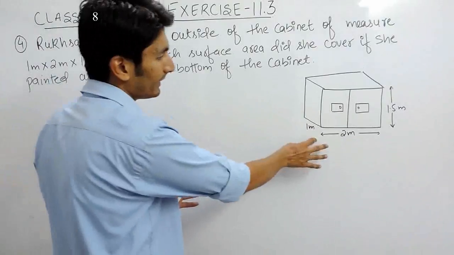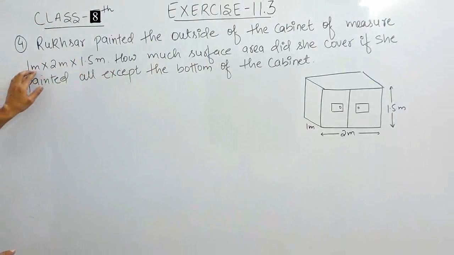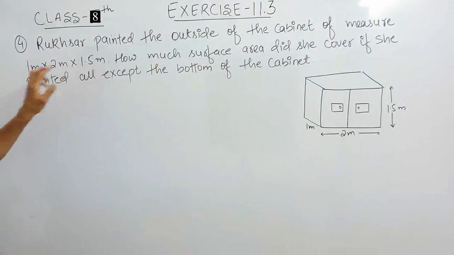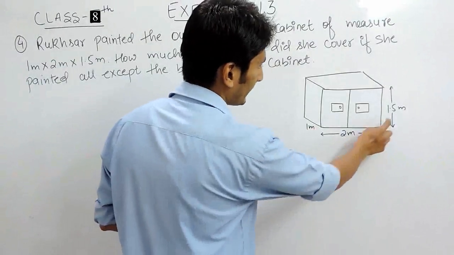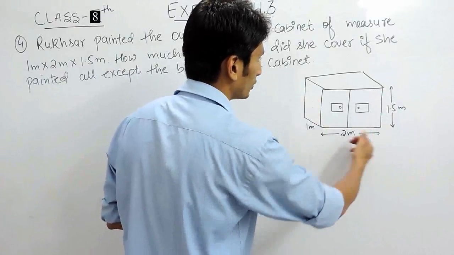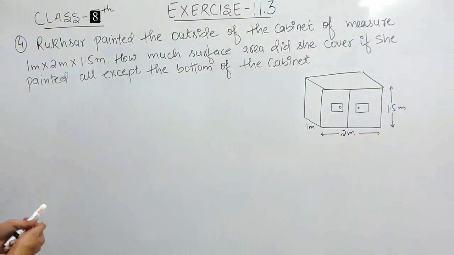So this is the cabinet which she has to paint, and the measures are given as 1, 2 and 1.5. These are basically the length, breadth and the height, or you can say breadth, length and height. These are three dimensions, or you can say the three sides of any cuboid. And now you have to find how much surface area did she cover.